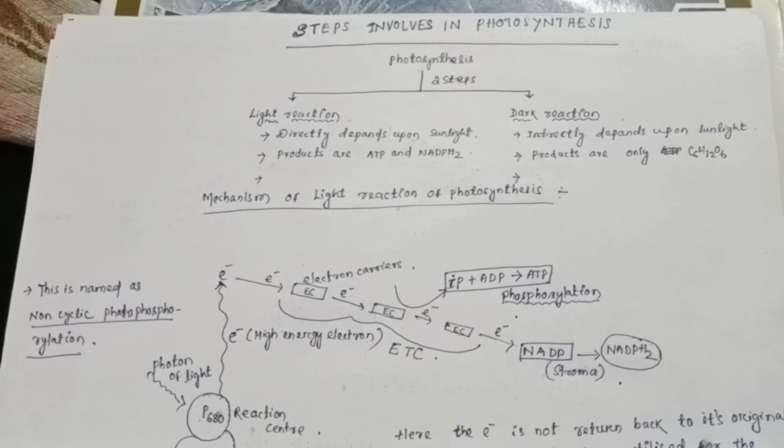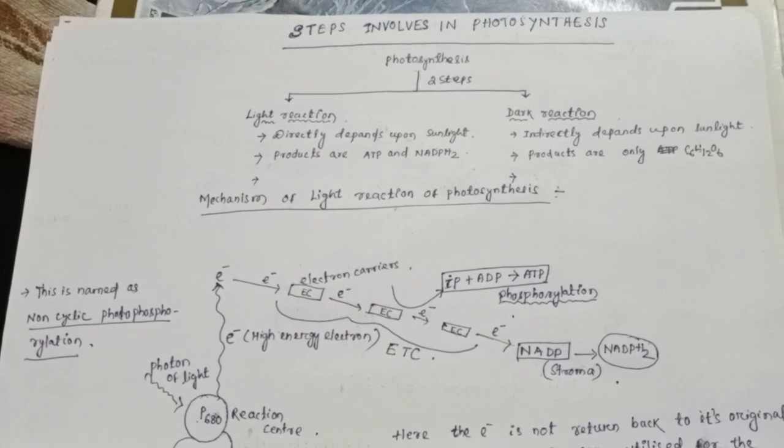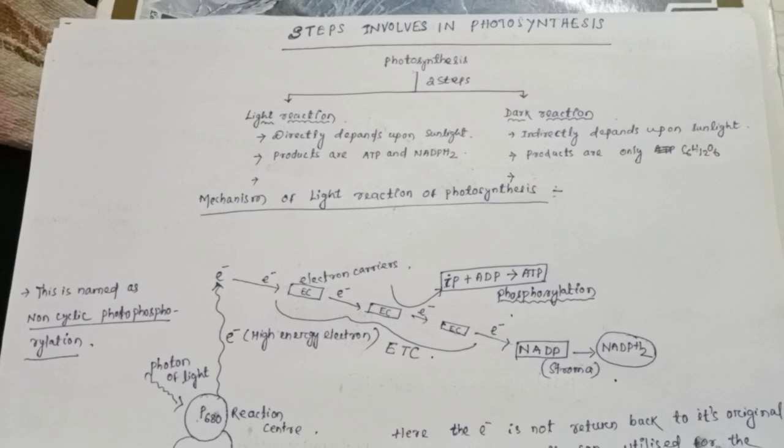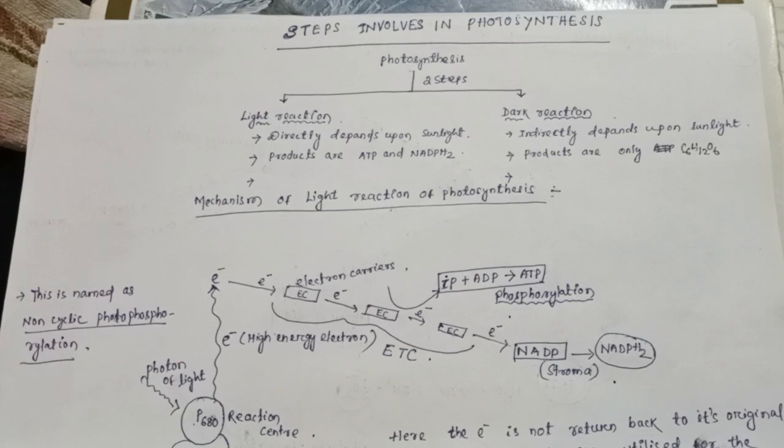Whereas the second step of photosynthesis, that is dark reaction, takes place in the stroma of chloroplast. In the stroma of chloroplast, a number of enzymes are present, and these enzymes are required for the dark reaction. And after the completion of dark reaction, glucose is produced in the stroma.